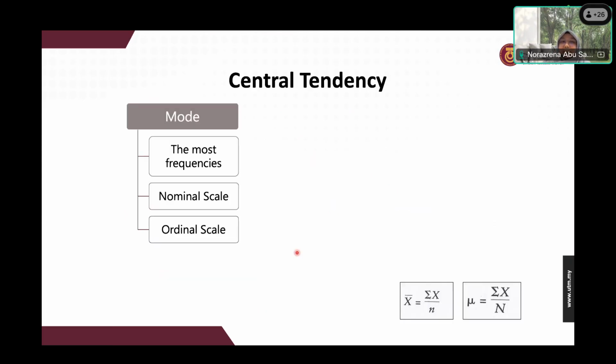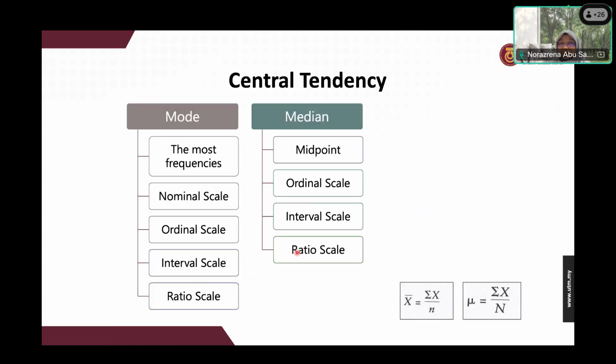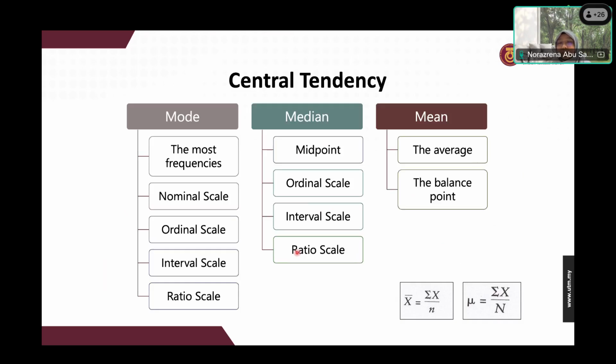Okay, and then go to central tendency. This is not yet into SPSS, but it is very, very important. Central tendency consists of mode, mean, and median. The mode is the most frequent value. Mode is suitable for all scales: nominal, ordinal, interval, and ratio.